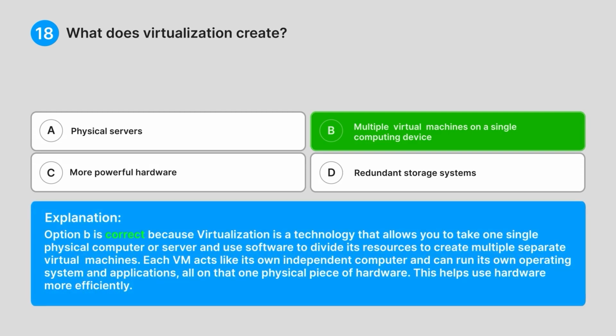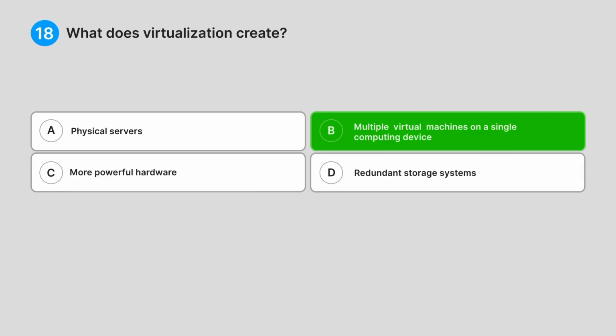Explanation. Option B is correct because virtualization is a technology that allows you to take one single physical computer or server and use software to divide its resources to create multiple separate virtual machines. Each VM acts like its own independent computer and can run its own operating system and applications, all on that one physical piece of hardware. This helps use hardware more efficiently.